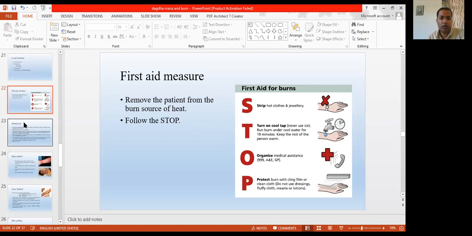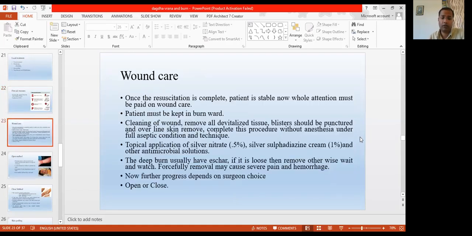So next comes the management of the wound. What about the wound you get after the burn? The first step is the treatment of shock. When the patient gets settled and is properly resuscitated, has normal vitals and good urine output, meaning the patient is now out of danger, then you start looking after the wound. Your whole attention should be diverted toward the care of that burn wound.